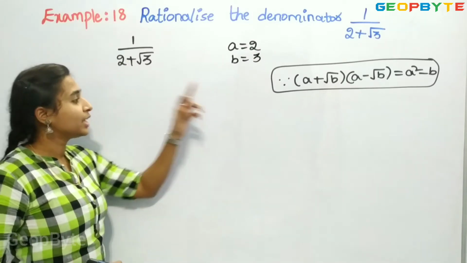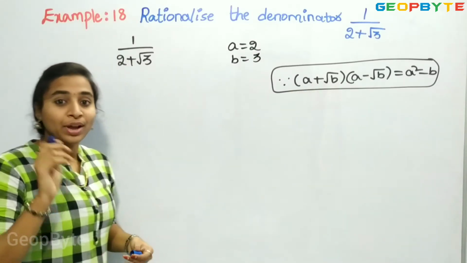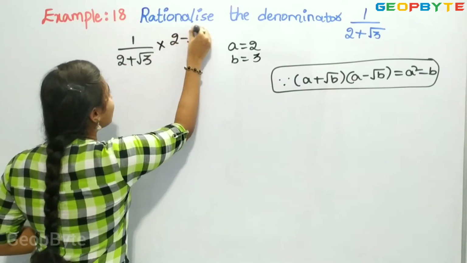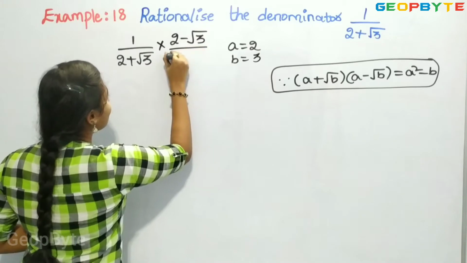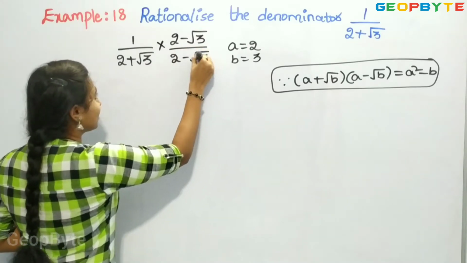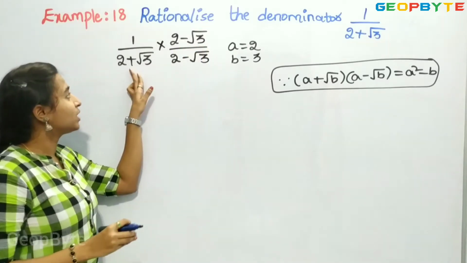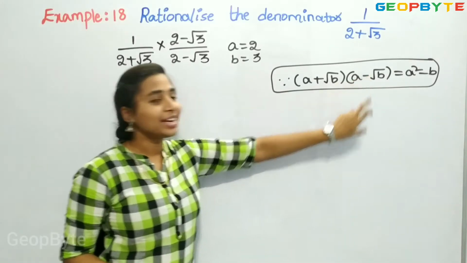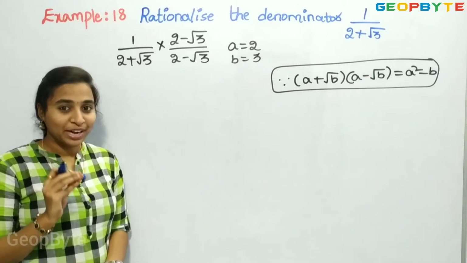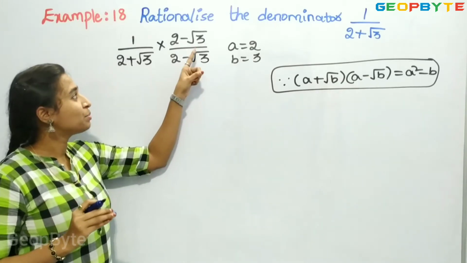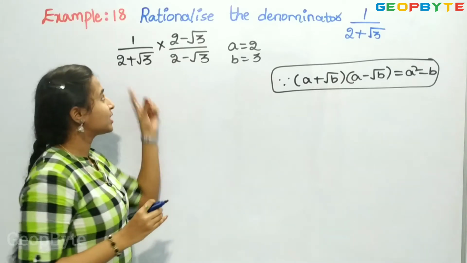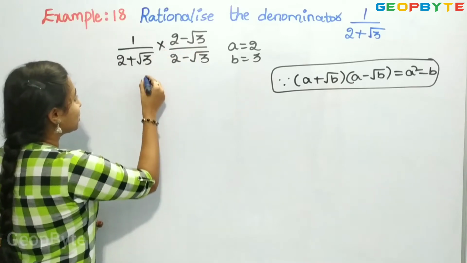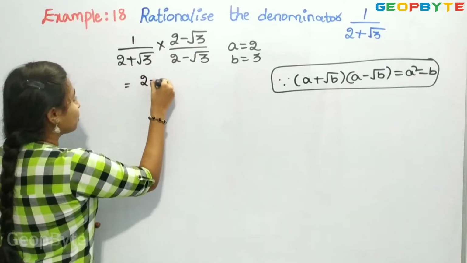So, we have the positive one. Now in order to get the negative one, let us multiply and divide by 2 minus root 3. Already we have the plus sign; in order to get this identity, we need a minus sign. That is why I have multiplied and divided with 2 minus root 3. Now let us multiply the numerators and denominators. 1 into 2 minus root 3 is nothing but 2 minus root 3.